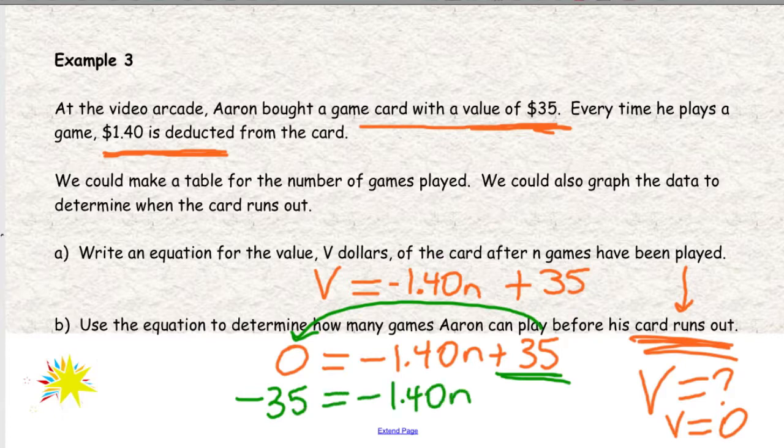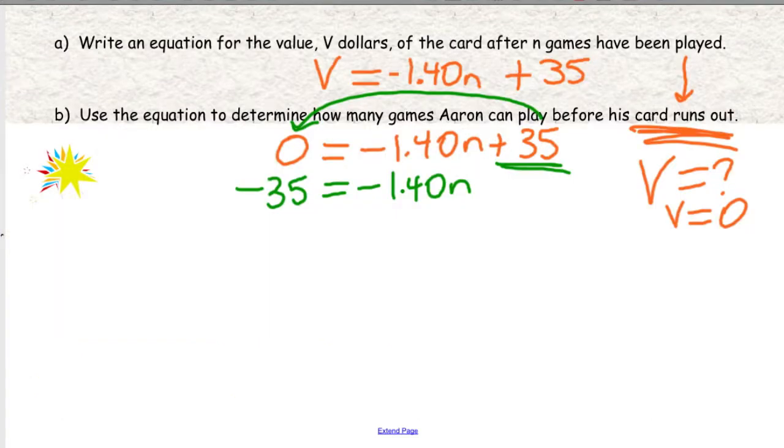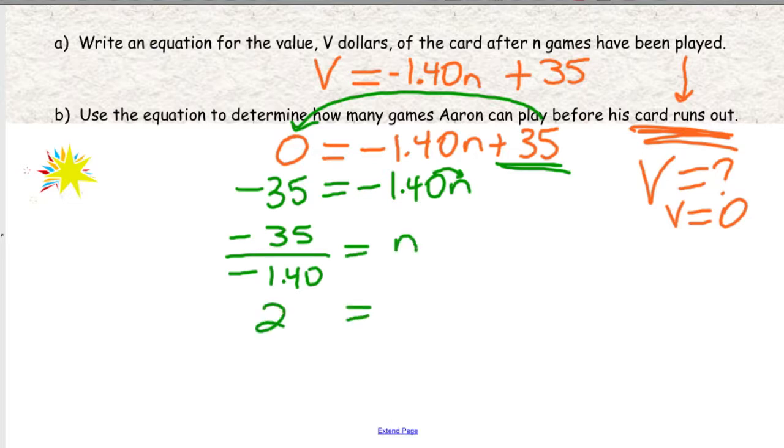And maybe common sense, you'd be able to figure this out in the first place. If we take away 0 minus 35, that's minus 35. If we take 35 and divide it by $1.40, we get 25. So just to show it, I know that $1.40 and the n are multiplying together. So to move the negative $1.40 to the other side, I would take negative 35 and divide it by negative $1.40. And when I do, I get 25.